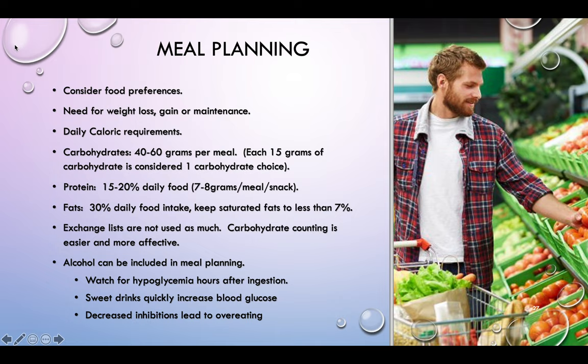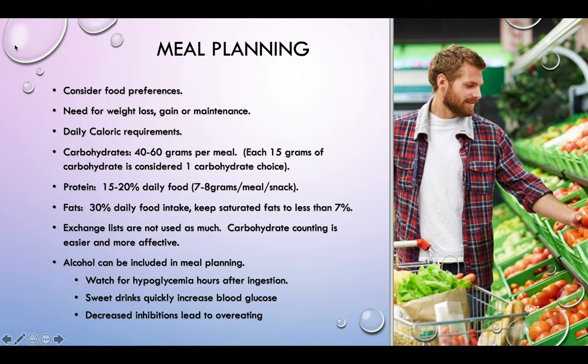Alcohol can be included in your meals, but what you have to watch for is hypoglycemia, and that can happen hours after you drink. That is also true for anyone who does not have diabetes. Alcohol is toxic. It is a poison. When you're drinking, your liver is trying to rid the body of that poison. So if you're also having a low blood sugar, your liver is going to concentrate on the toxins before it's going to make glucose to take care of your low blood sugar.